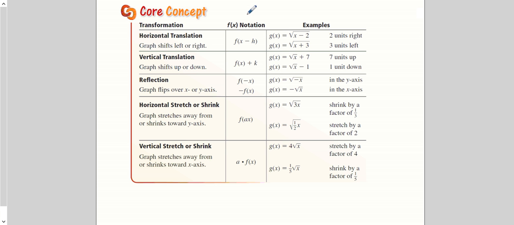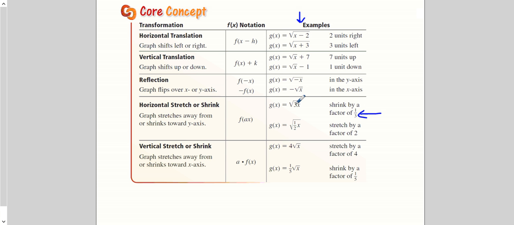Here's how all of the transformations apply to our radical functions. Right, left, and it gives you lots of examples of right, left, up, down. Inside with a negative is a reflection in the y-axis. A negative on the outside is a reflection in the x-axis. Horizontal stretches or shrinks. Remember, this is the reciprocal. Here's one of the hard ones.